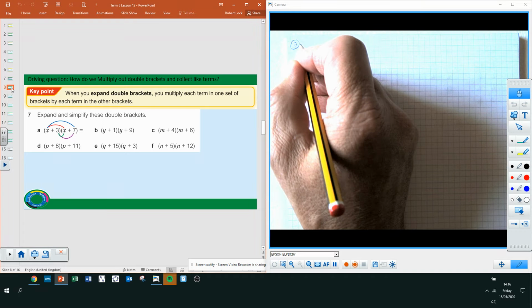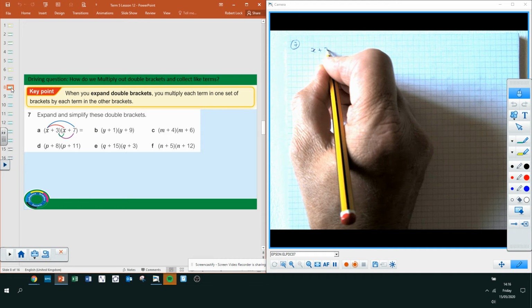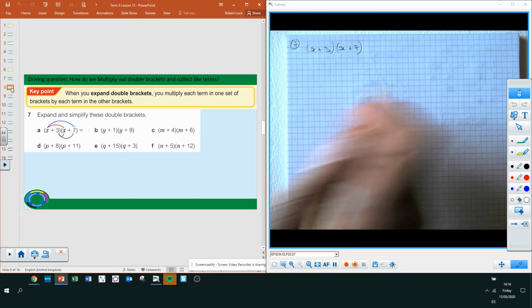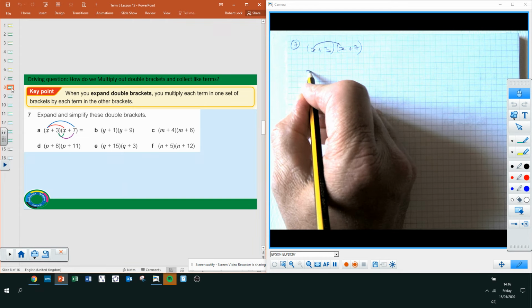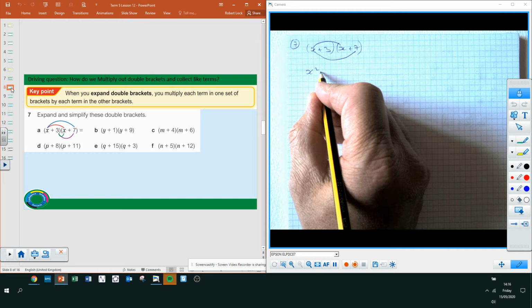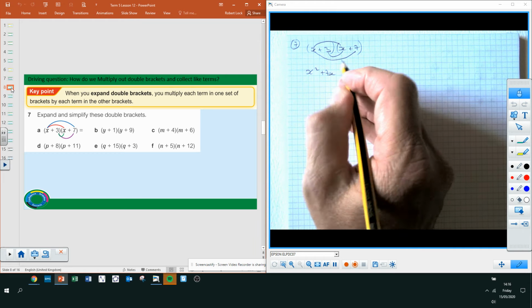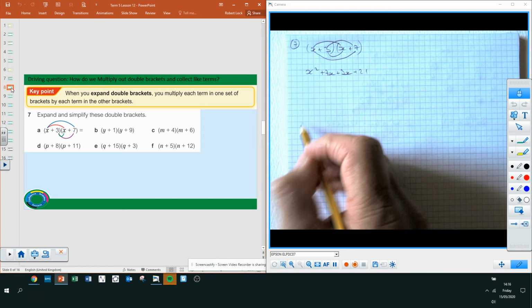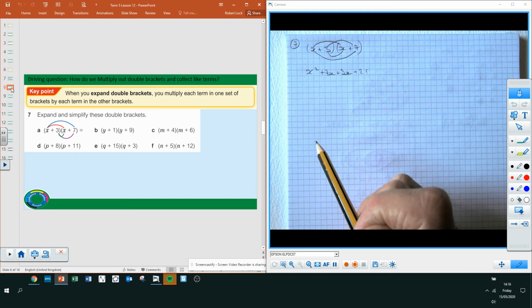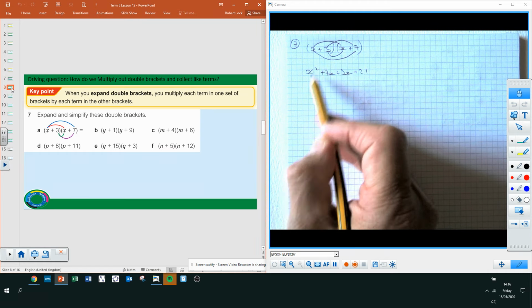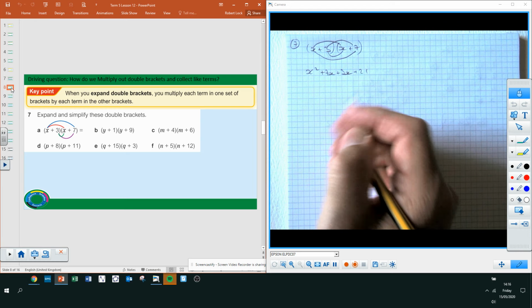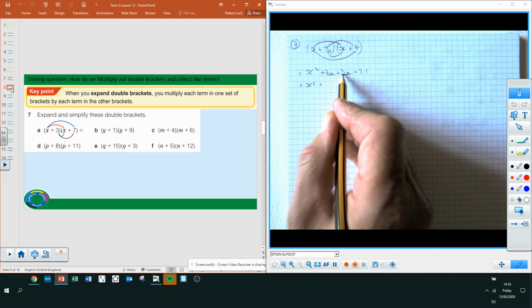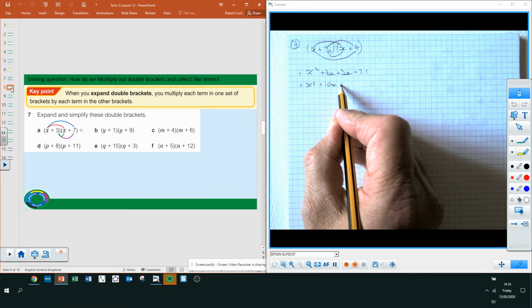So question 7. X plus 3, open bracket, x plus 7, brackets. So what I'll be doing first, x times x, x squared. X times 7 plus 7x. X times 3 plus 3x. And 3 times 7, 21. Some people say this looks like a face, really. You've got a big smiley face here. Eyes. I don't know. What do you think? So, x squared plus 7 plus 3 is 10x plus 21.